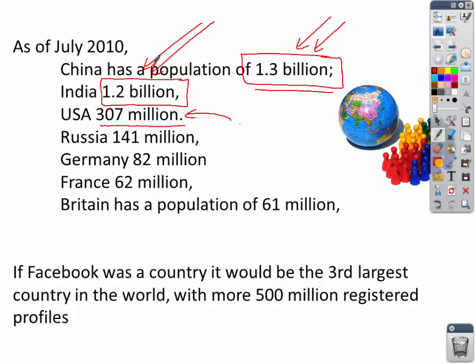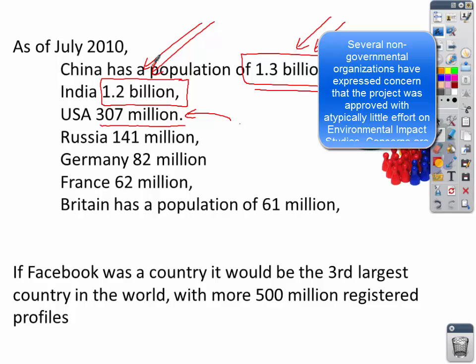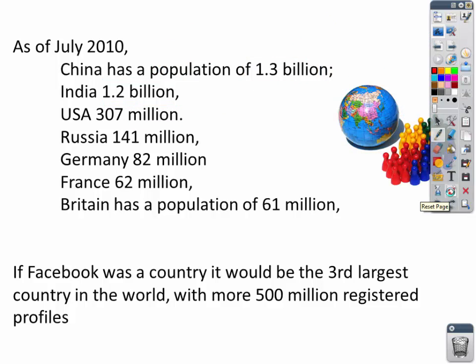So as we move into the future and more people and countries become affluent and turn that corner, can the planet sustain them and their needs? Okay, so that's where we're at. With population, there's a fun fact. If Facebook was a country, it would be the third largest country in the world with over 500 million registered users.